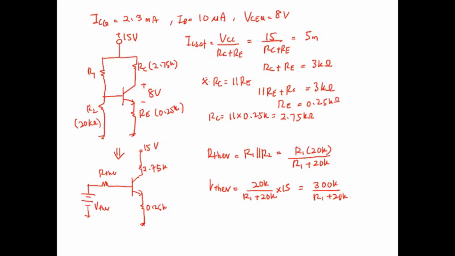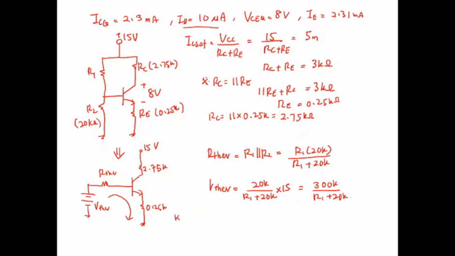Now you need to consider the KVL at the base emitter, in this loop. You know the base current. The base current is 10 microampere. How about the emitter current? The emitter current can be calculated by adding ICQ plus IB, so it becomes 2.31 milliampere. So this is the emitter current.